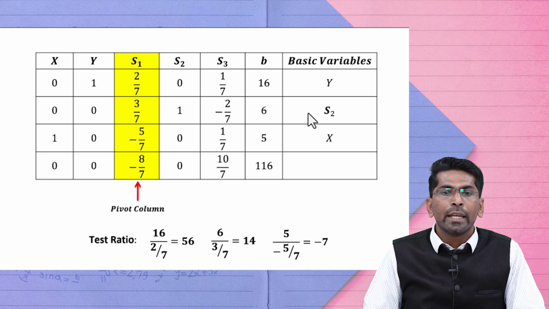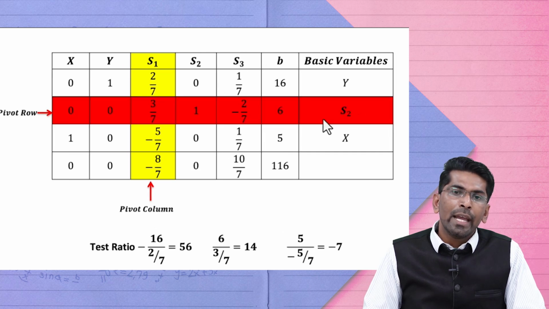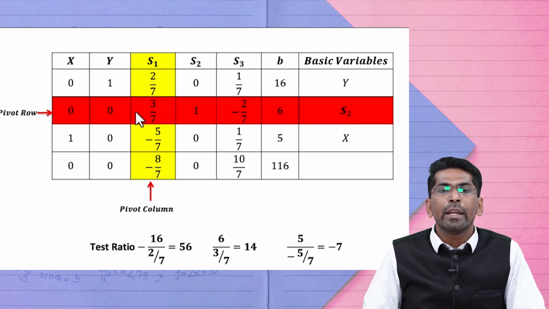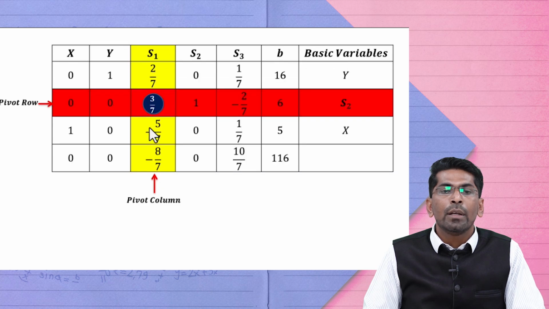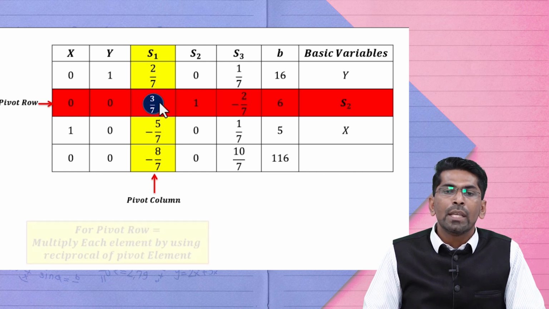Which is on the second row, that is the S2 row. So I am going to consider this particular row as the pivot row, which is highlighted with the red color. We have a pivot column and a pivot row, both intersecting here, that is 3 by 7, which is considered as the pivot element. Now after considering the pivot element, we are going to replace each and every value in the pivot row by using the reciprocal of 3 by 7. The reciprocal of 3 by 7 will become 7 by 3.